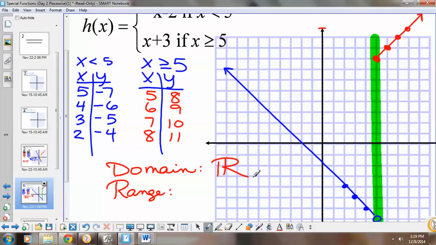Because all the Y values are greater than -7. Our graph definitely has a lowest point. Agreed? Yes, at -7. All these other Y values, this one's at -6, this is -5, -4. Up here we have 8, 9, 10. All those Y coordinates are greater than -7. Will the closed circle always be above the open? Not always. So Y is greater than -7.